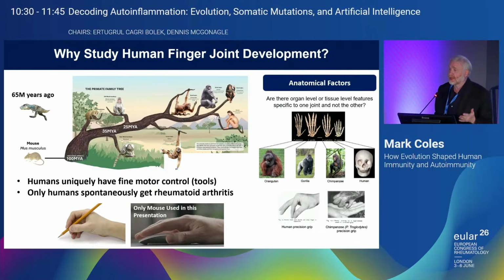And only humans spontaneously get rheumatoid arthritis. Our great apes have all sorts of other rheumatological diseases, but they do not get rheumatoid arthritis. And so the only mouse used in this presentation was my computer mouse to create these slides. And that's actually very important to remember.